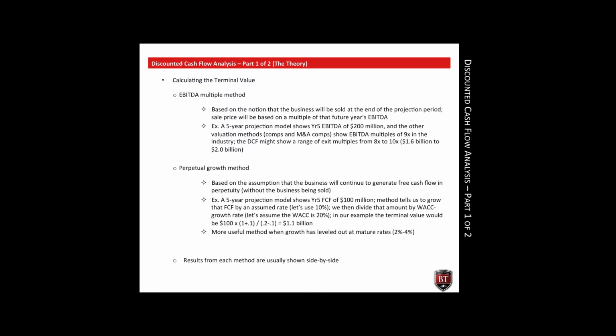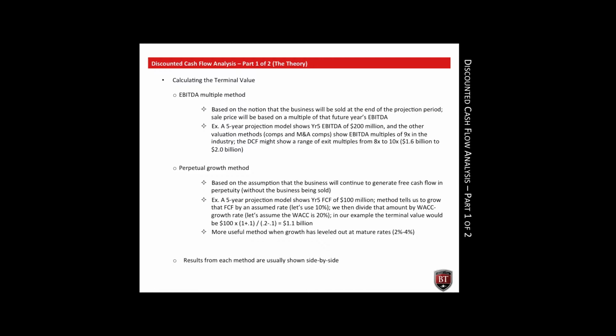The other method, the perpetual growth method, is based on the assumption that the business will not be sold. It'll continue to generate cash flow in perpetuity. The question then is, at what rate does the business continue to generate cash? Let's look at an example. A 5-year projection model shows final year free cash flow of $100 million. The method tells us to grow that by an assumed rate. Let's just say it grows by 10% forever. We then divide that amount by WACC less the growth rate.